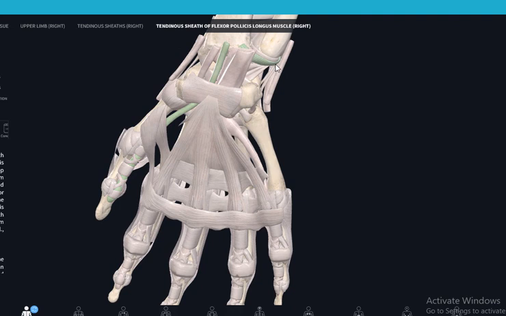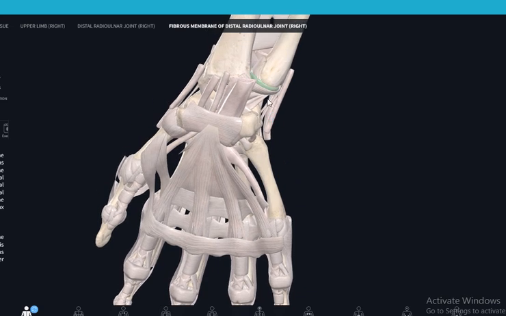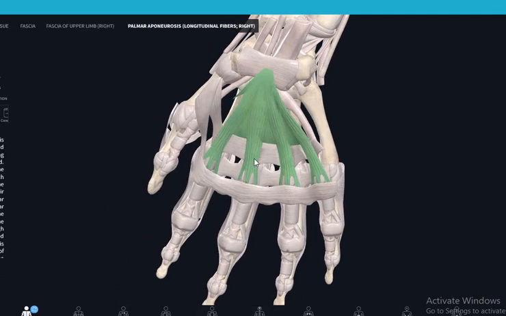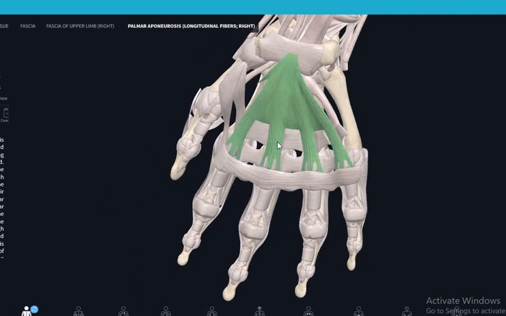So now you have this other ligament here, the palmar radio-ulnar ligament, in order to hold the ulna and the radius together. We have this other ligament, the fibrous membrane of the distal radio-ulnar joint, and we have this other sheath here. This sheath here is for the flexor carpi ulnaris muscle. Now you have again this here for the palmar aponeurosis. I initially told you that if you look at your hand, you realize that your hand is very tough, and this is because of the palmar aponeurosis.